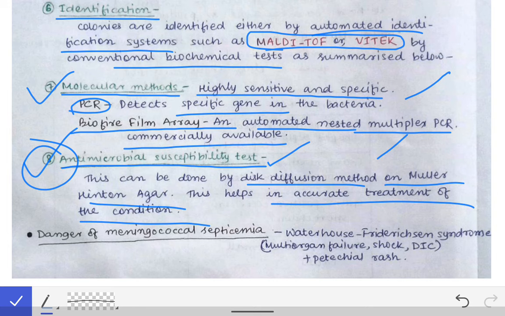Now, one MCQ sometimes asks, that's why I have added it here, what is the complication of meningococcal septicemia, or what is the danger of meningococcal septicemia. So remember, it is sometimes asked as an MCQ. It is Waterhouse-Friderichsen syndrome, in which there is multi-organ failure, shock, disseminated intravascular coagulation, and petechial rash. This is all about the lab diagnosis of meningitis.